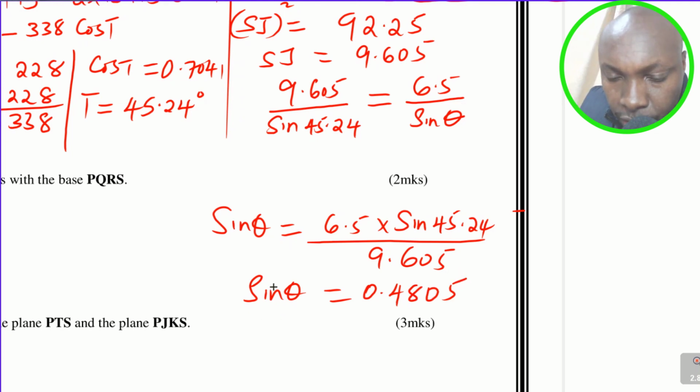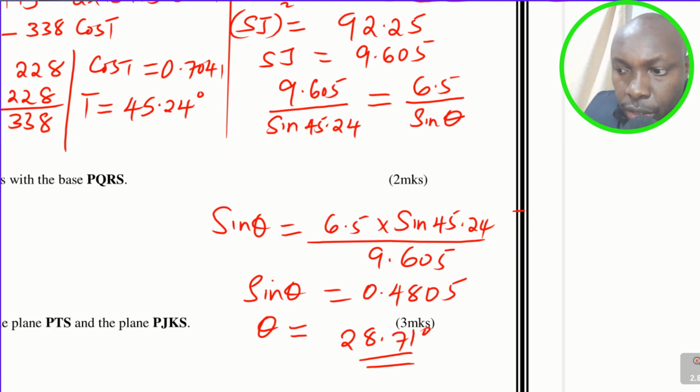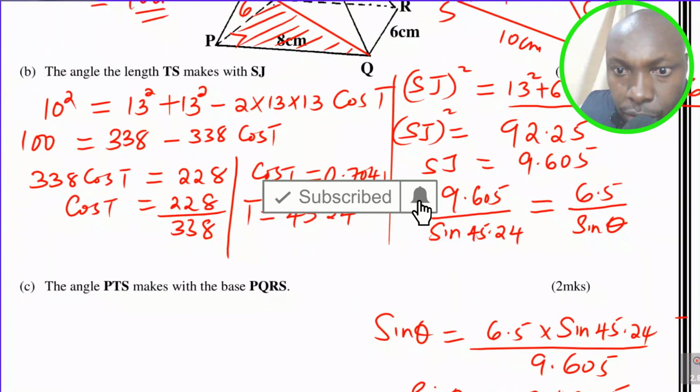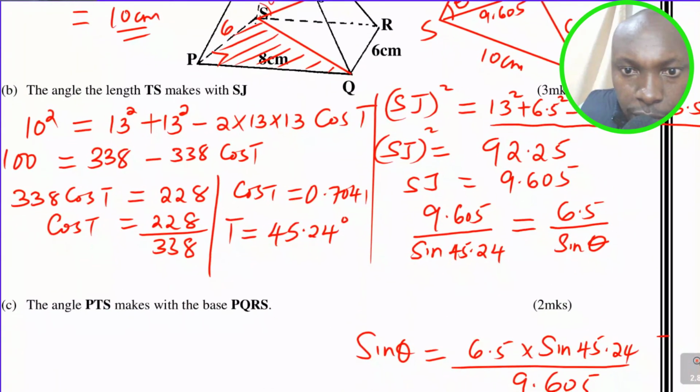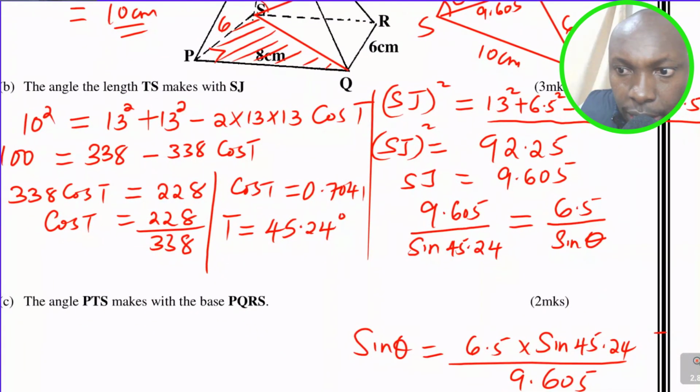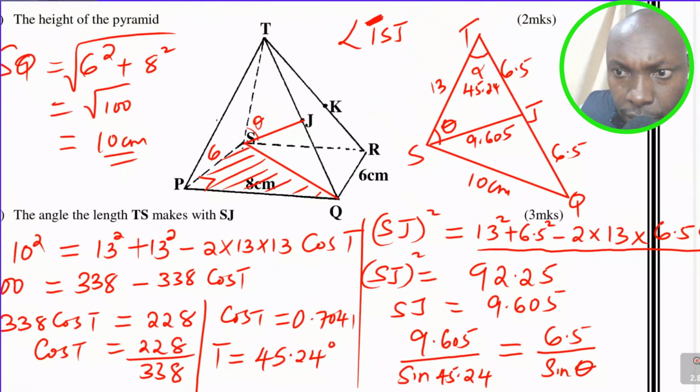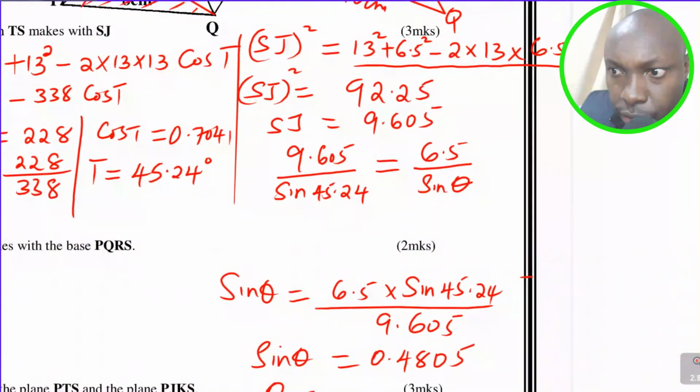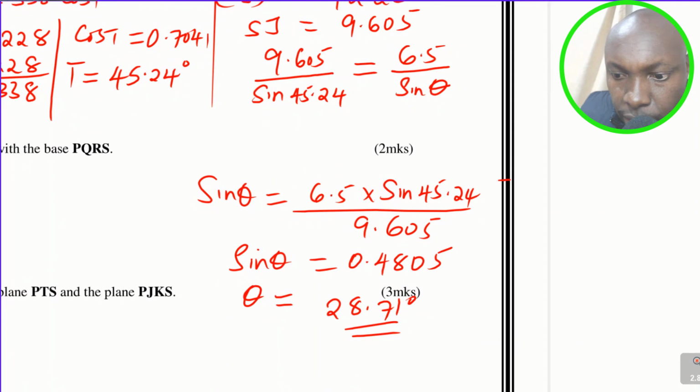So to get that angle, we need to get the sine inverse. Theta is equal to the sine inverse of 0.4805, which will give 28.71 degrees. So that is how you're supposed to solve the second part of the question, a very detailed part that involves the use of the cosine rule and also the sine rule. Now we can go to the other part, which is part C of the question.